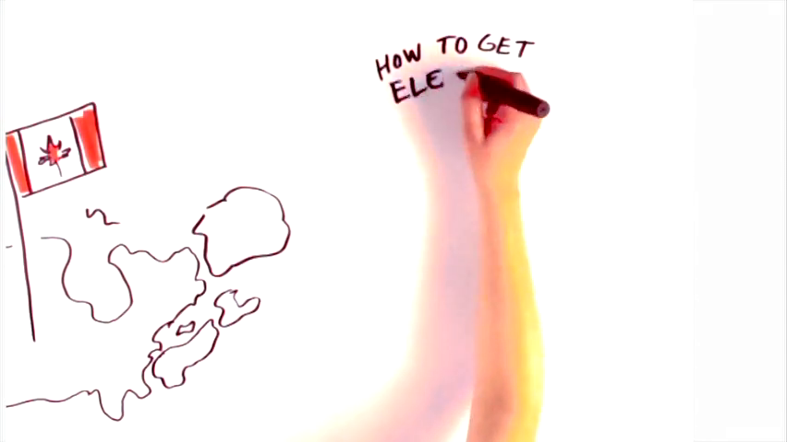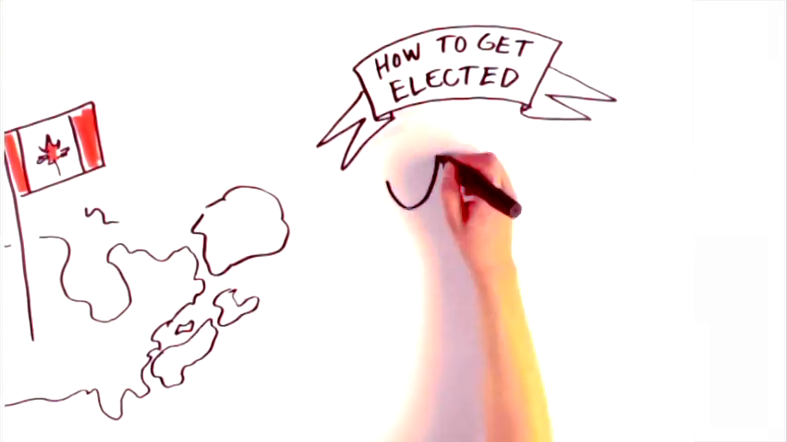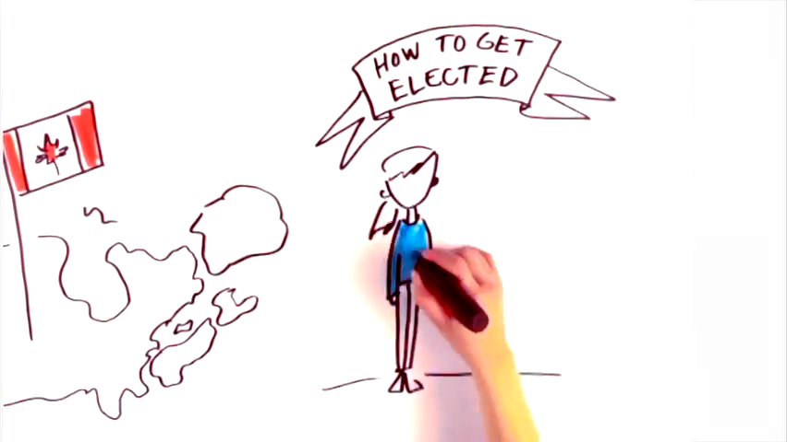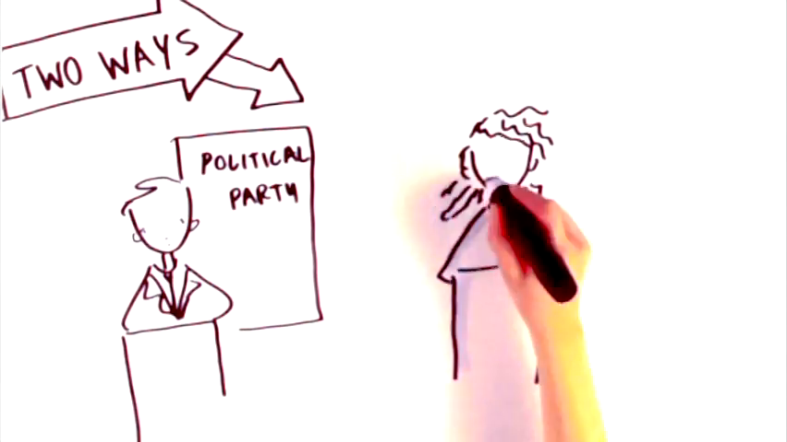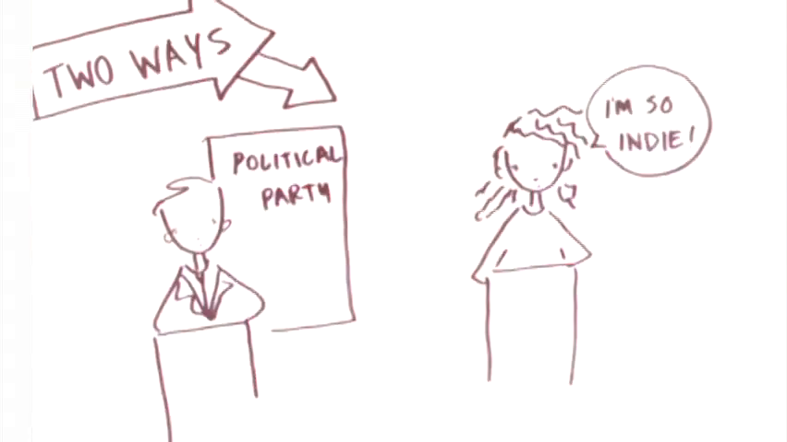If you want to get elected, you'll need to know two things: how to get nominated as a candidate, and then how to run a campaign. There are two ways to run as a candidate. You can run under the banner of a political party or as an independent. First, let's talk political parties.